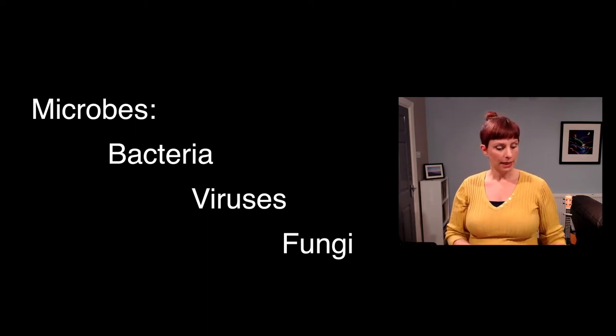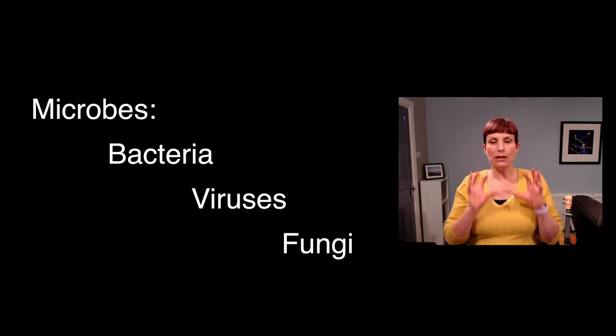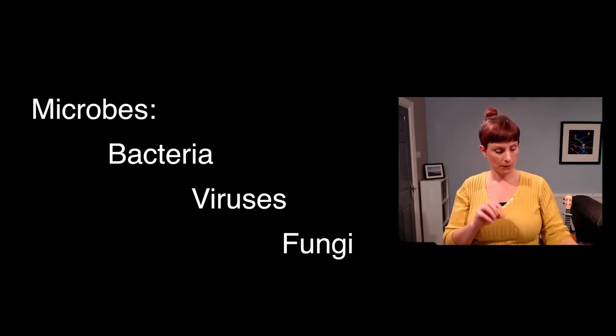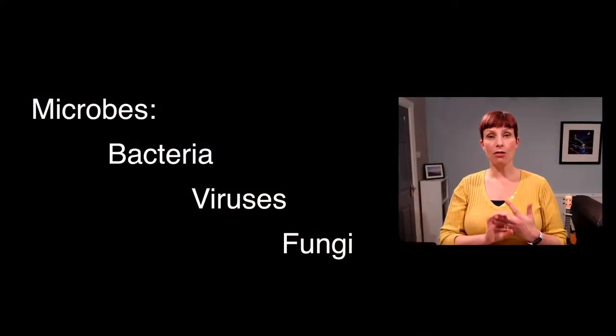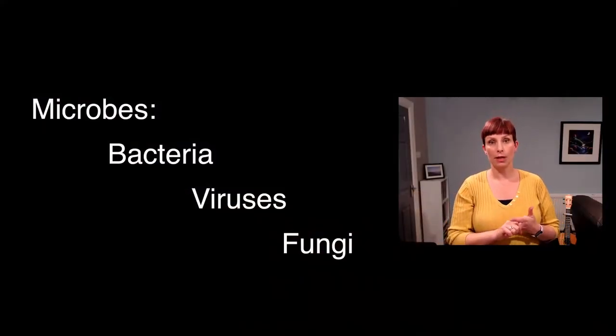Okay, so I'm going to show you a little picture. Well, first of all, microbes. Microbes are tiny organisms. So they're tiny organisms that are so small that you can't see them with the naked eye, but you can see them under microscopes and things. And so the ones that I've shown you here, bacteria, viruses, and fungi, are three types of microbes.